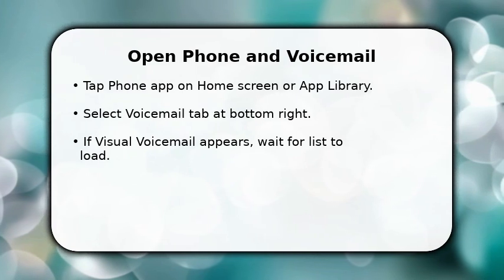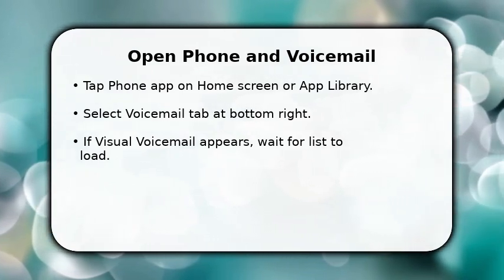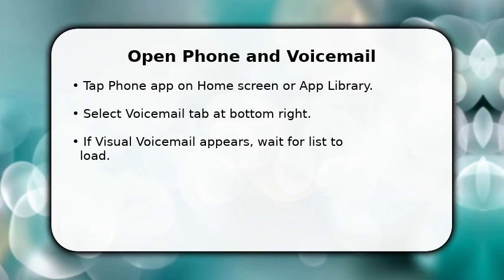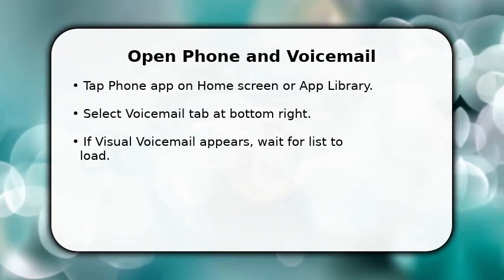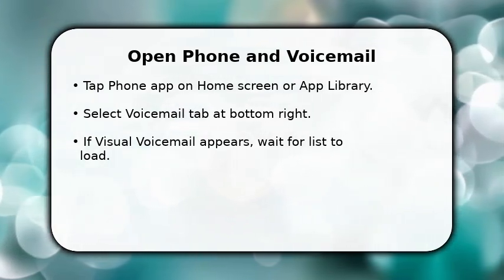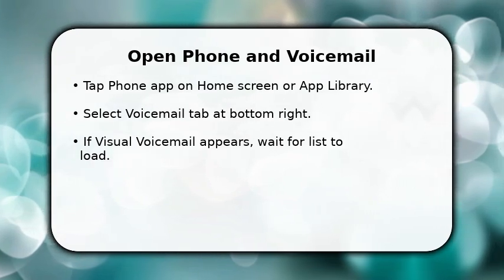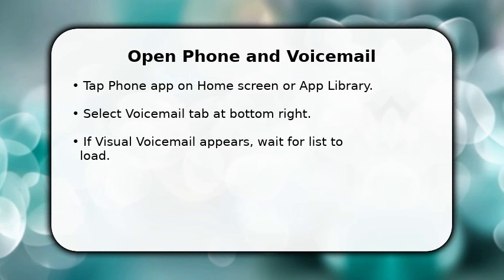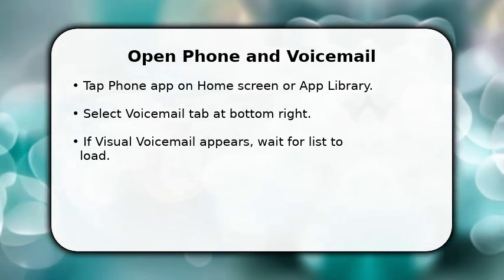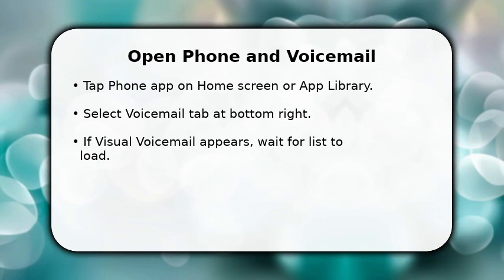That's where voicemail lives. Tap the voicemail tab in the lower right corner and watch for the visual voicemail list to populate. If you don't see messages immediately, pull down to refresh. That forces the app to contact your carrier. Once messages appear, scan the titles and timestamps to find the one you want.